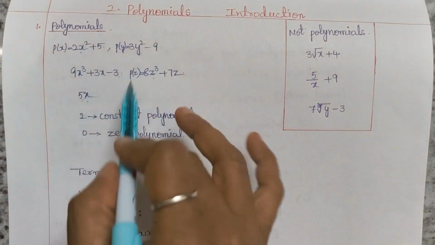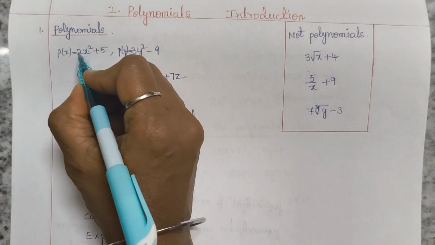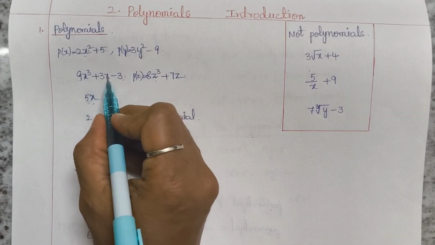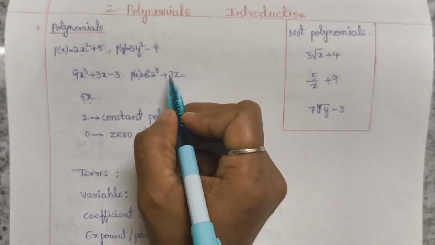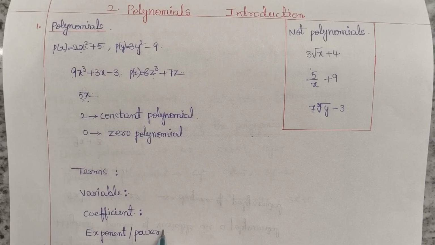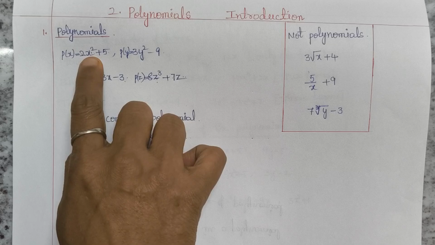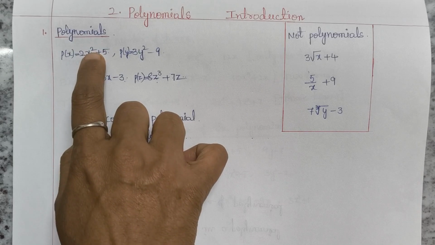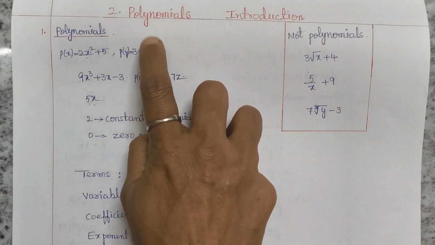Next, variable means x, y, z alphabets that we use. That is the variable. Coefficient means the number in front of a variable is called a coefficient. Y square coefficient 3. X cube coefficient 9. X coefficient 3. Z cube coefficient 8. Z coefficient 7. X coefficient 5. Like this, coefficient. Next, exponent and power. See here. In this one, what is the x power? 3. So the highest power. What is the x power? 3. What is the y power? 2. So exponent means the number on top of the variable.